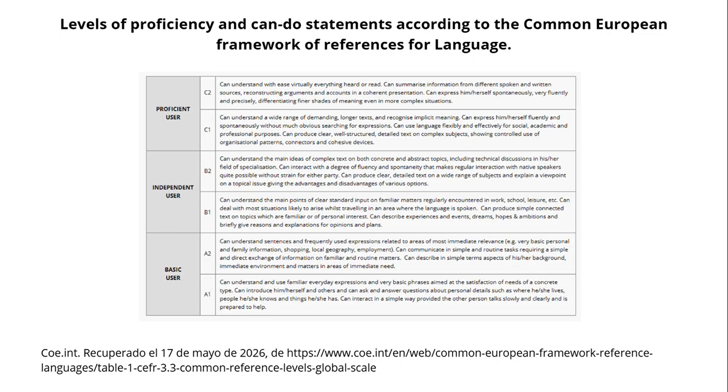The levels of proficiency and can-do statements according to the Common European Framework of Reference for Languages. We have three principal levels, and each principal level has its own two sublevels. Basic user is A1 or A2, independent user is B1 or B2, and proficient user is C1 or C2. You can read in this screenshot the characteristics of each level.